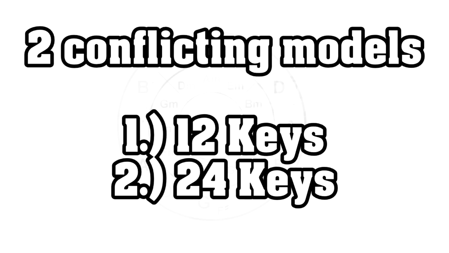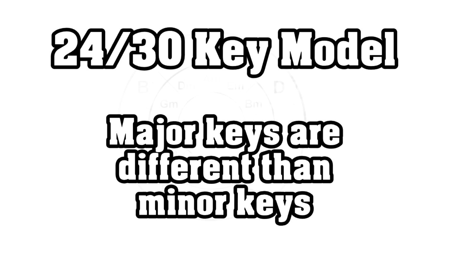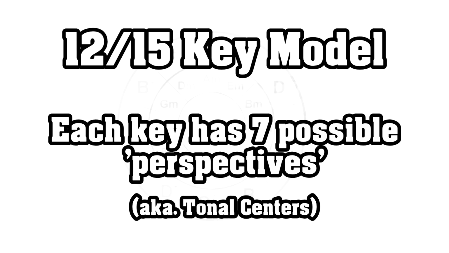The two systems that we're talking about here are the 12-key model and the 24-key model. The 24-key model, also known as the 30-key model, states that there are major keys and there are minor keys, each of which are inherently different from one another and each of which follow a different set of rules. The 12-key model, on the other hand, also known as the 15-key model, states that there are no major keys and no minor keys. Instead, we just have keys, each of which has 7 possible perspectives, otherwise known as tonal centers.